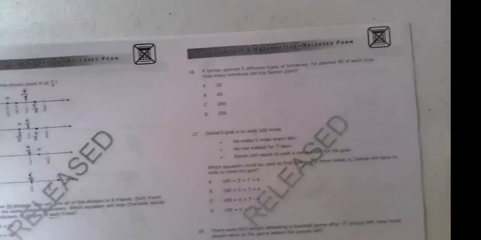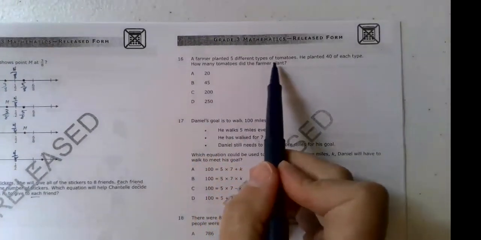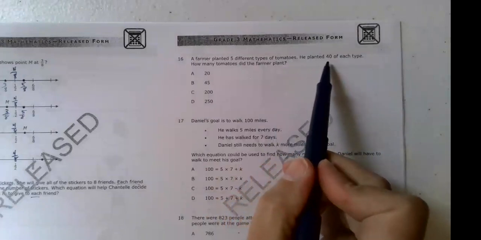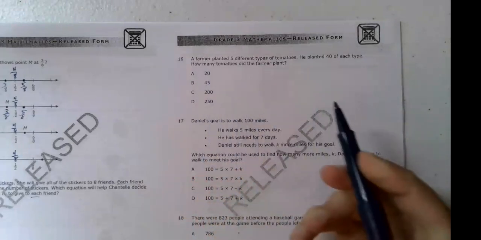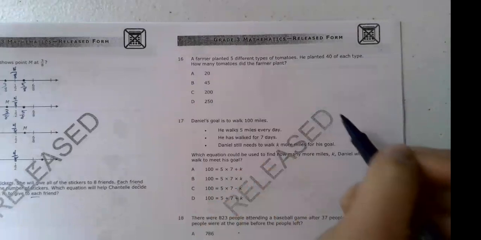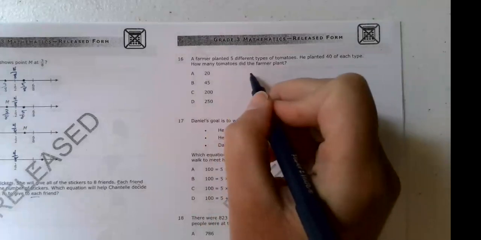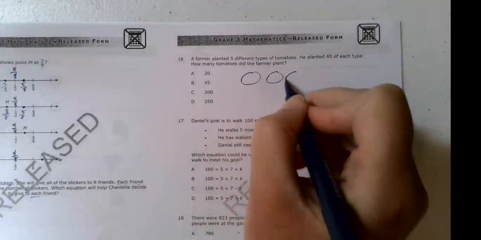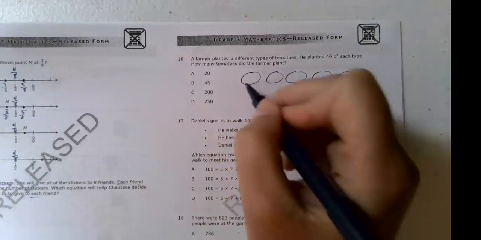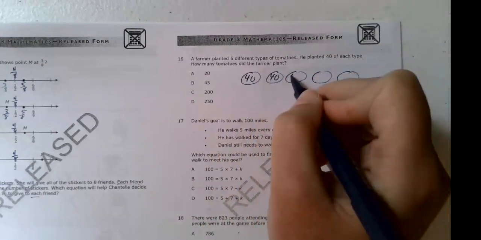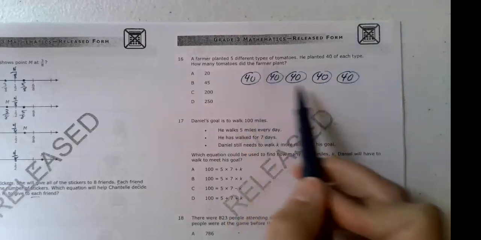Okay, and last one, number 16. A farmer planted 5 different types of tomatoes. He planted 40 of each type. How many tomatoes did the farmer plant? So some of you, this might be obvious to you. Others, you might need to draw just a small picture. So if he's planting 5 different types of tomatoes, 1, 2, 3, 4, 5, and then he planted 40 of each of those types, and it wants to know how many total tomatoes did he plant.